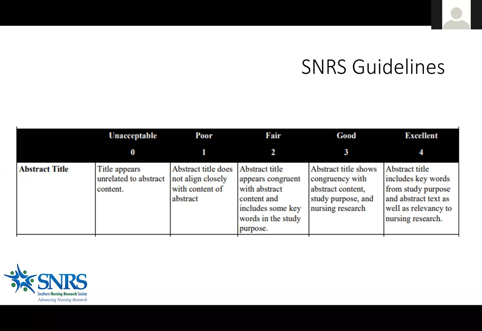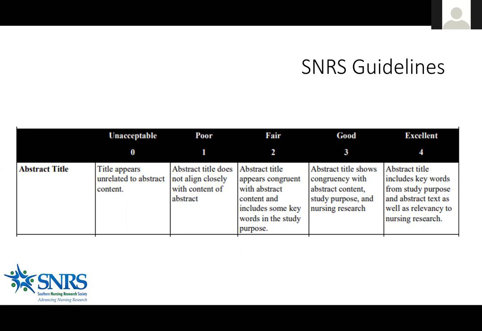So for SNRS, when we review the abstracts, we have a scale from 0 to 4. And when we look at a title, what we're looking for to really rate it in the excellent category is an abstract title that includes keywords from the study purpose and keywords from the abstract text, and then something that lets you know how this is relevant to nursing research.